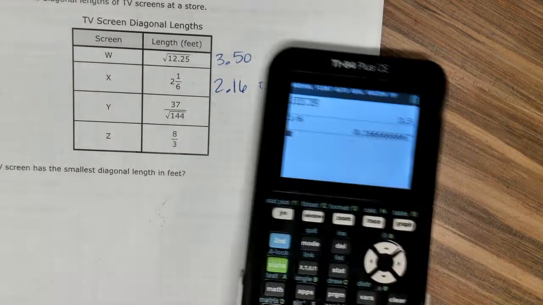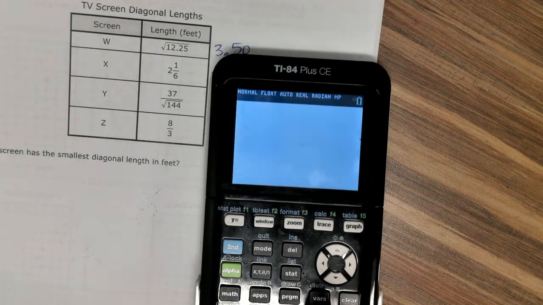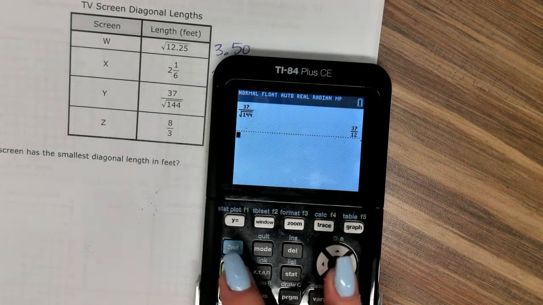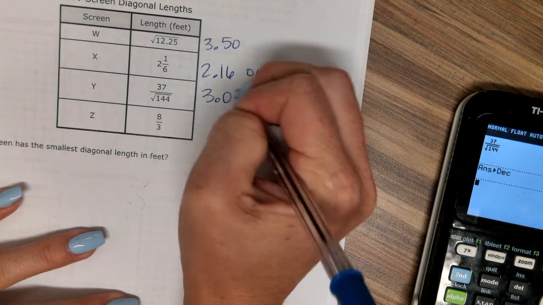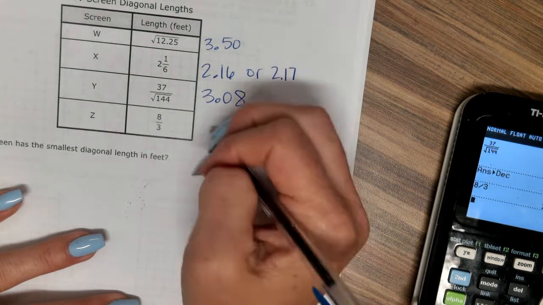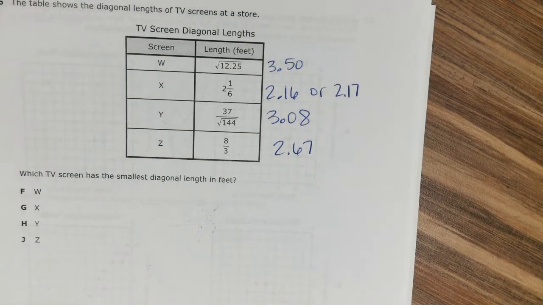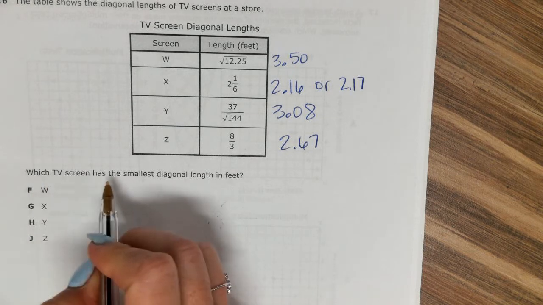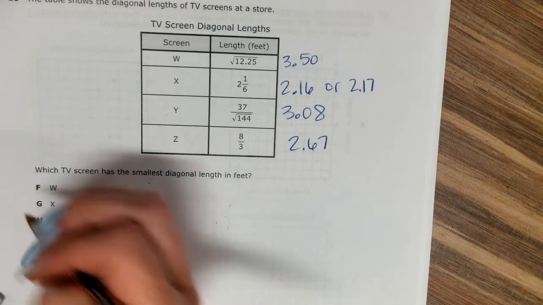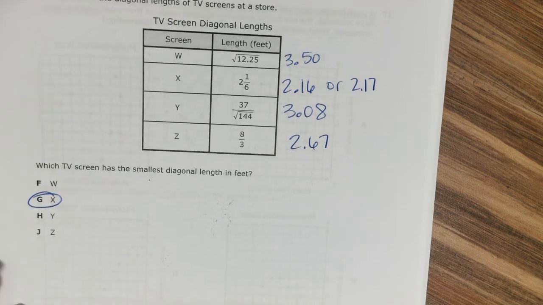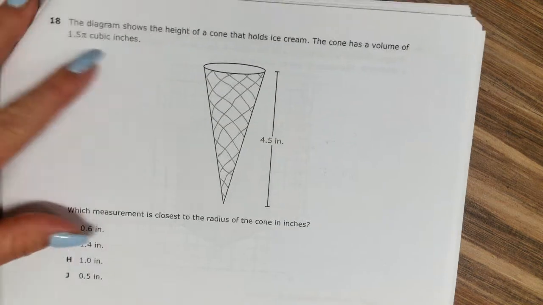All right, this one I had to go use alpha y equals 37 over the square root of 144. Math, decimal, enter. $3.08. And 8/3 is $2.67. Do y'all see how easy this question was now? Which TV screen has the smallest? Well, which one is the smallest? X. $2.16. Questions? We good? Let's move on.